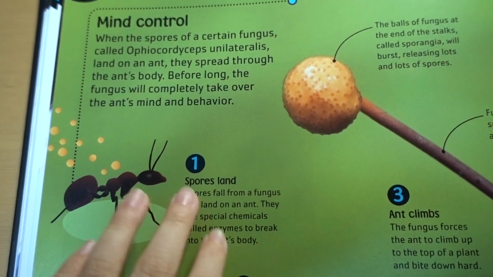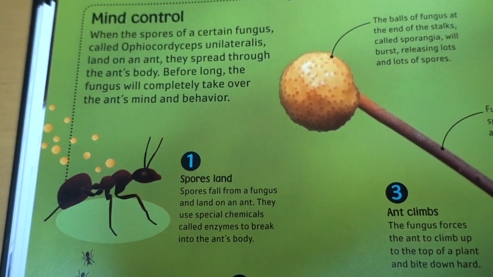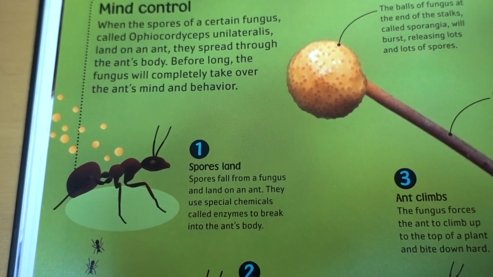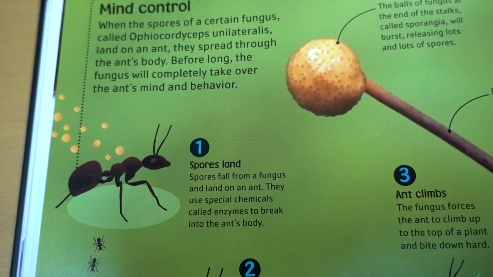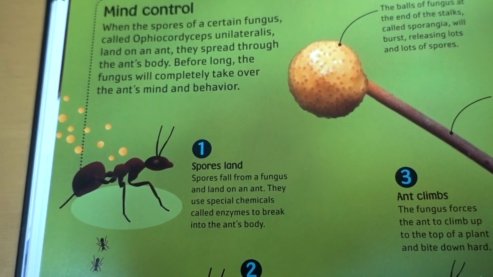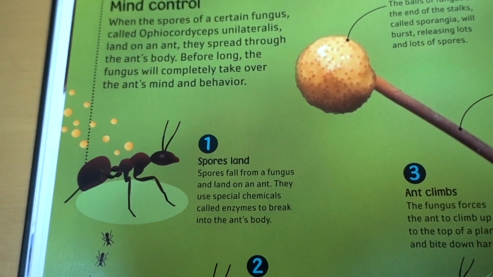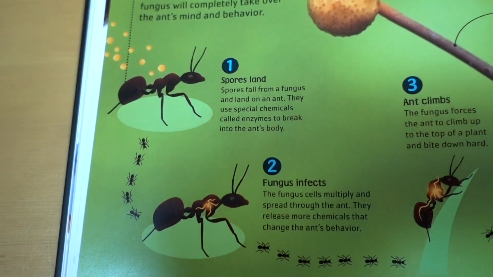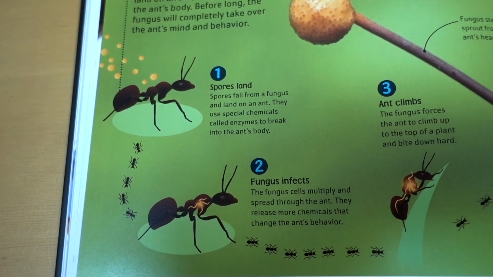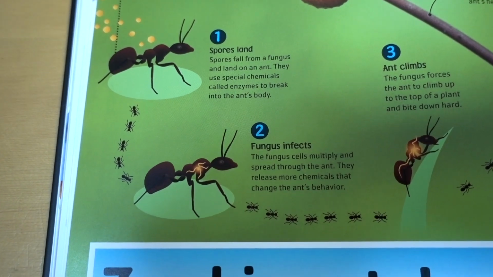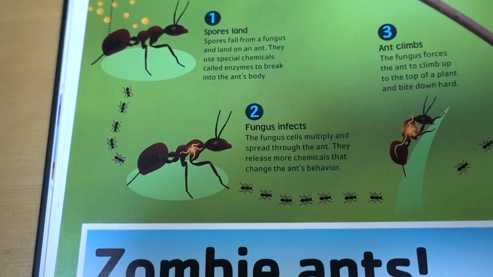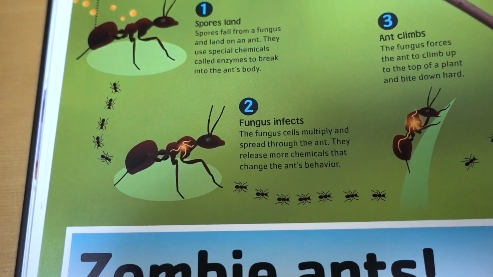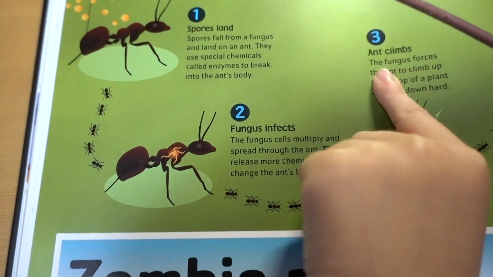Spores land. Spores fall from a fungus and land on an ant. They use special chemicals called enzymes to break into the ant's body. Fungus infects. The fungus cells multiply and spread through the ant. They release more chemicals that change the ant's behavior.